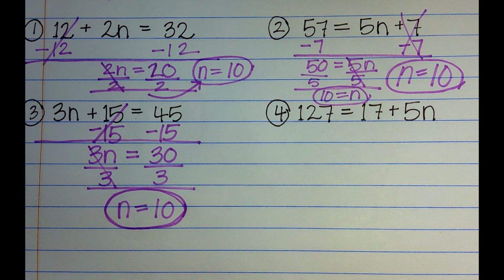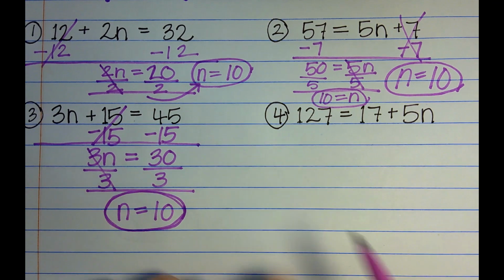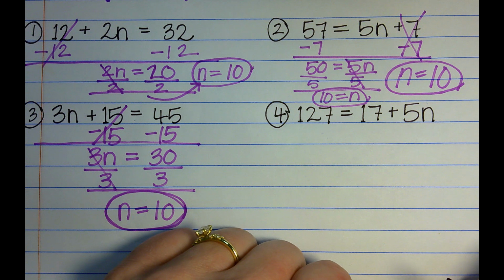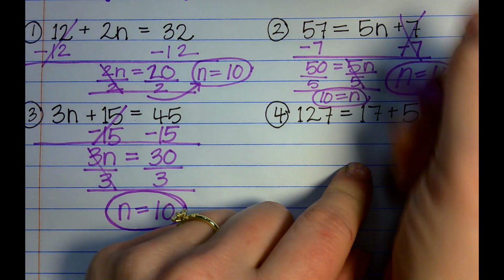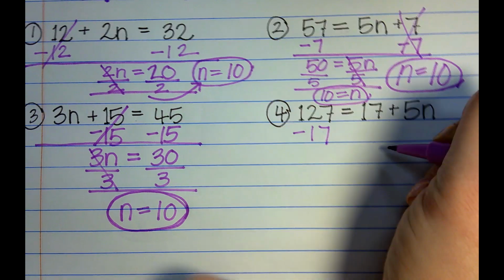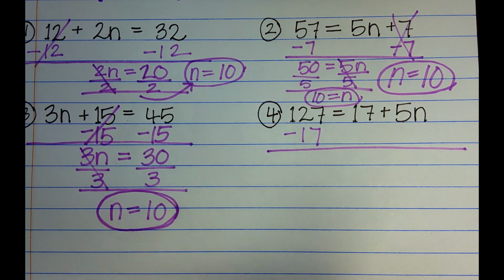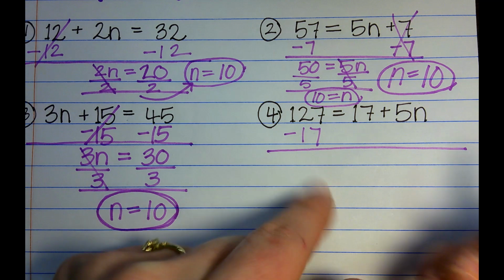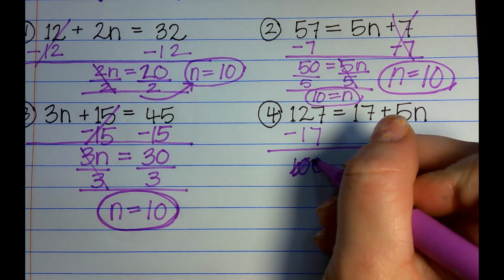Okay, last one. Number 4. Who feels brave? Melena, tell me number 4. What'd you do? I took 127 minus 17. Yes, minus 17. And then 110. Okay, so you got 110. Now, where else did you do minus 17? Oop, I did that wrong. Sorry.